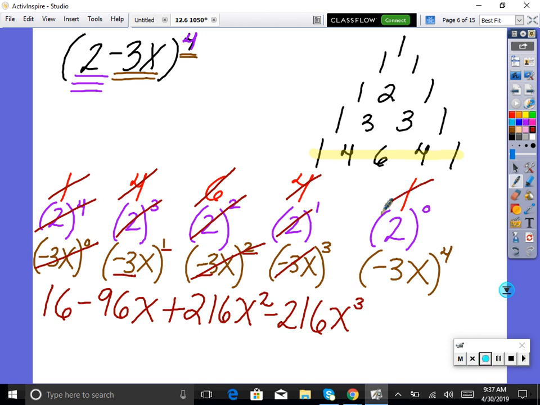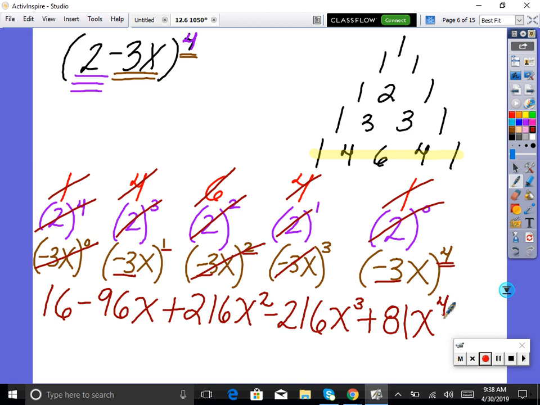Now we have 1 times 1, 2 to the 0 power is 1, and then times negative 3 to the 4th. Don't be that person once again that says negative 3x to the 4th. Nope. That's 81, because that's 9 times 9, because that's 3 times 3 times 3 times 3. So that's 81, and shouldn't it be positive? 81x to the 4th.